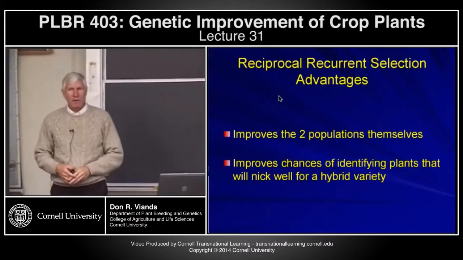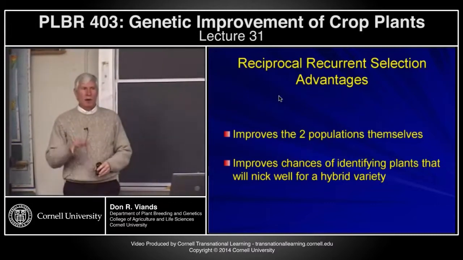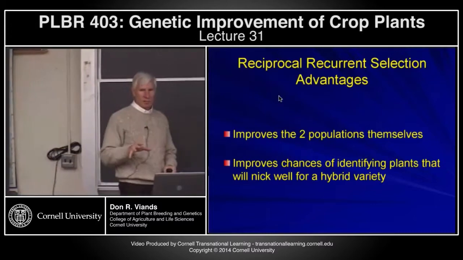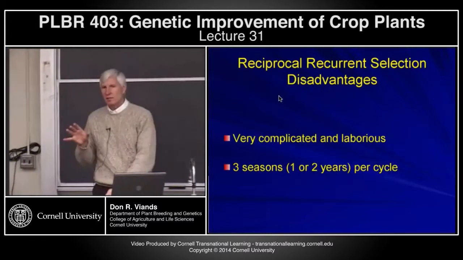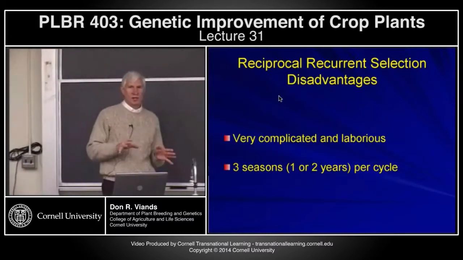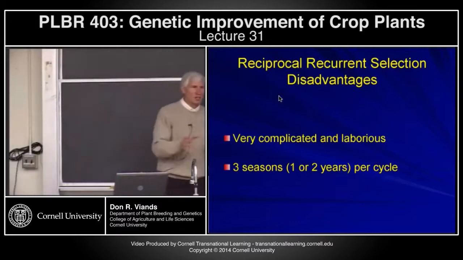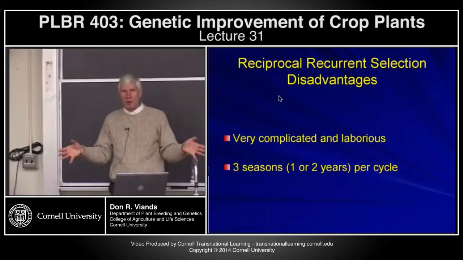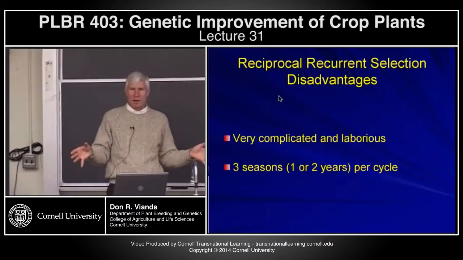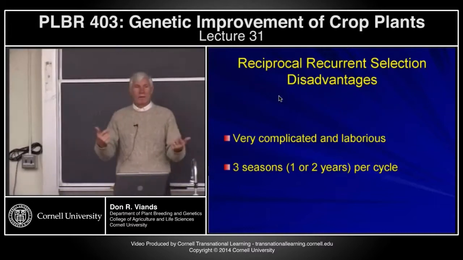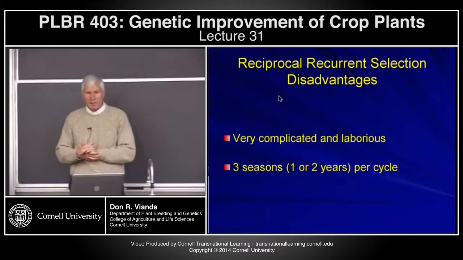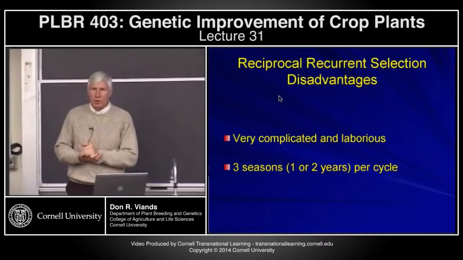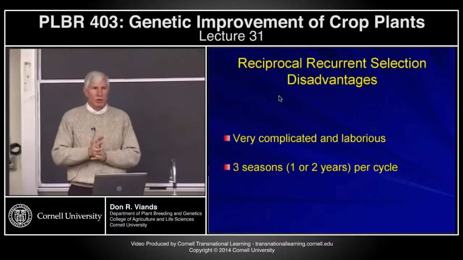Disadvantages. By far, compared to any other population improvement method that we've talked about, this one is the most work and the most complex to do. You're essentially doubling the amount of work because you've got two populations you're working with at the same time. Again, it might be worth your effort to do it. People have done it in the past. You can do it in 1 year if you can get 2 seasons in a winter nursery.